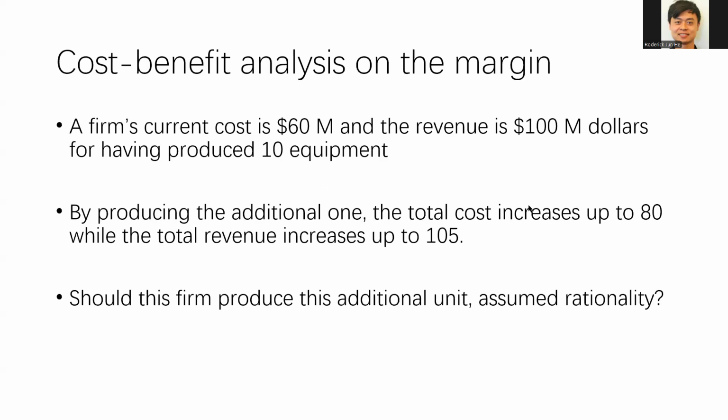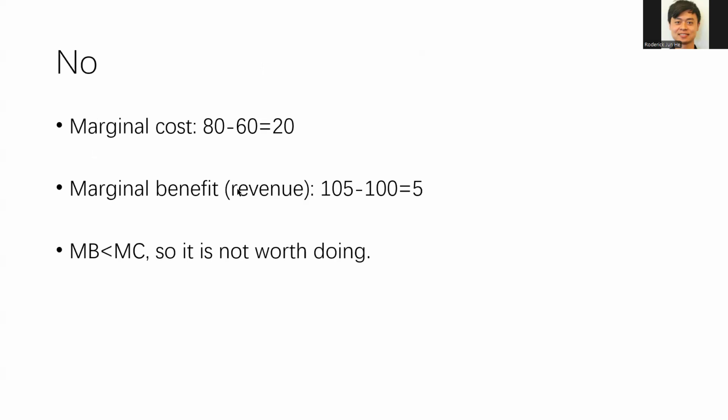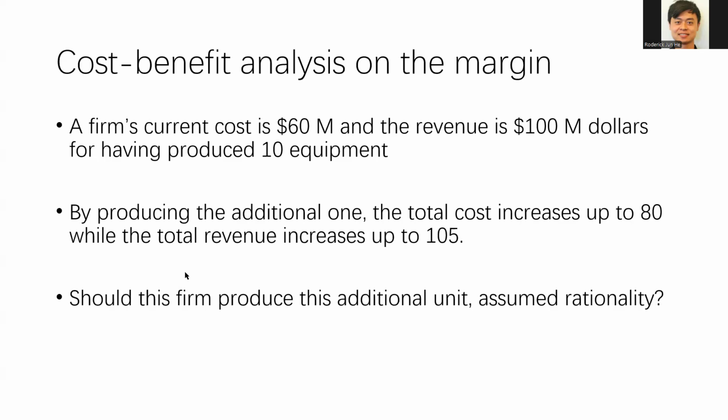For instance, look at the numbers here. After producing this additional unit of equipment, the total cost increases up to 80, while the total revenue increases up to 105. So if you only compare cost and benefit at the total level, then 105, which is revenue, exceeds the cost, which is 80. So you would say, oh, do it, right? After producing this additional one, there is still a positive gap, meaning revenue will be higher than cost, right? But the answer to this cost and benefit analysis is no, this firm should not produce this additional unit. And here is why.